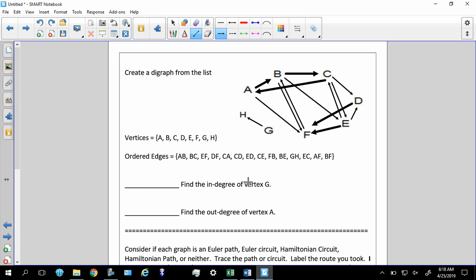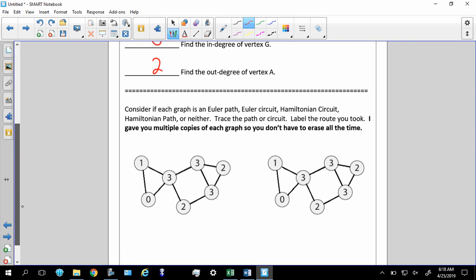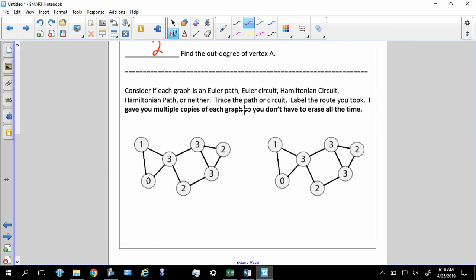All right, so what is the in degree of vertex G? Let's see, how many arrows are actually going into G? Nothing. There's an arrow leaving G, but nothing going into G. So that would be a 0. Find the out degree of vertex A. Notice you have one arrow coming in, but 2 arrows going out. The answer is 2.